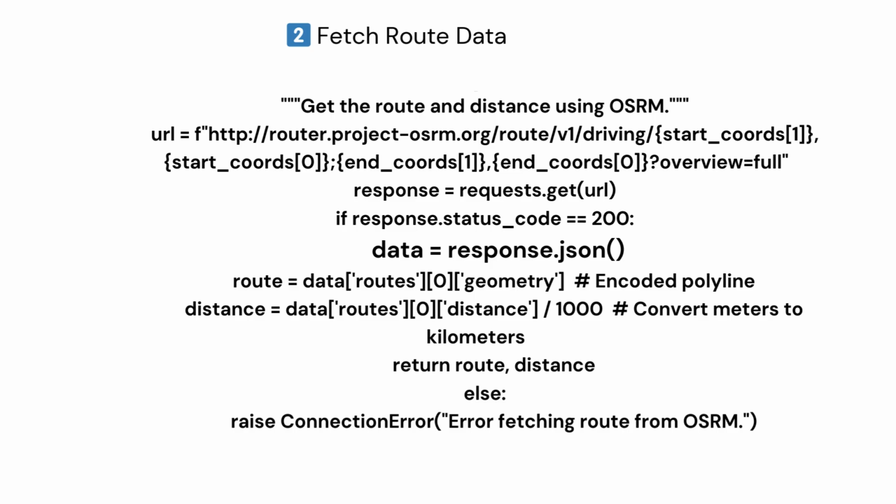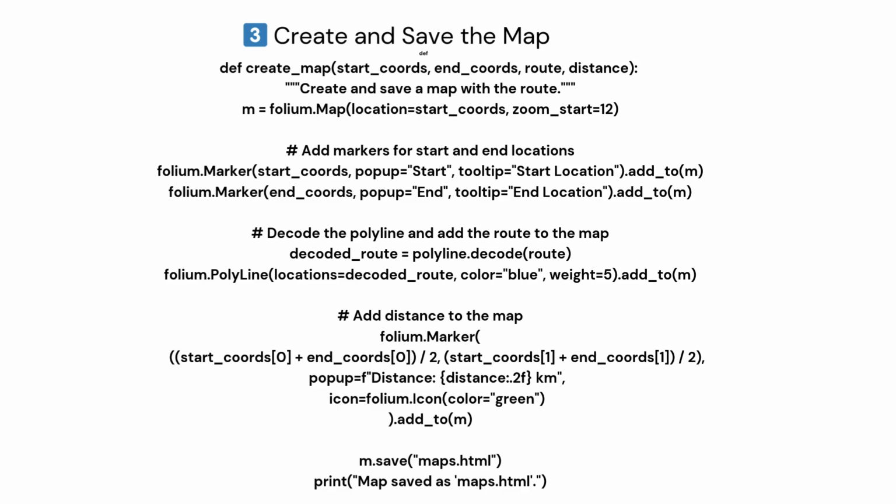Purpose: creates a visual map with the route plotted and saves it as an HTML file. How it works: initializes a Folium map centered on the starting coordinates. Adds markers for the start and end points. Decodes the polyline using the Polyline library and plots the route on the map using folium.PolyLine. Adds a distance marker in the middle of the route. Saves the map as maps.html.